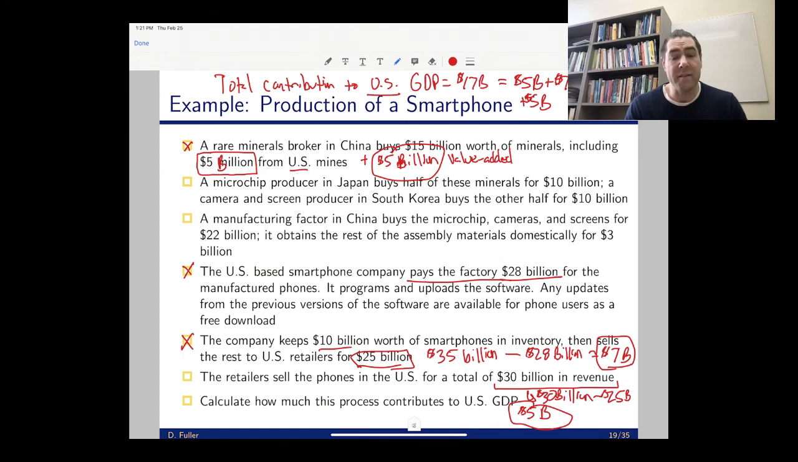So I like this example because it reminds us how GDP is operating and gives us an idea of what exactly it tells us, and it kind of gives us some insight into the complicated production process for goods and services that we buy here in the US. So we'll talk more about this issue of goods produced in other countries in our next video.